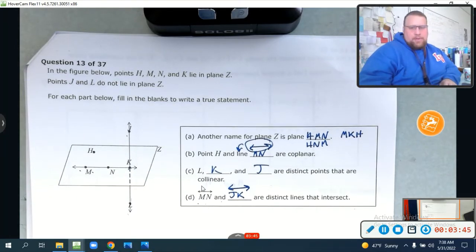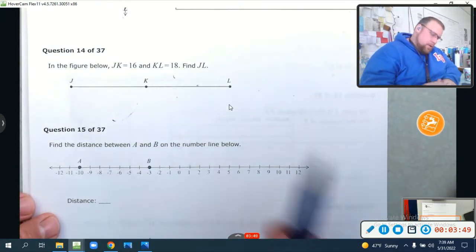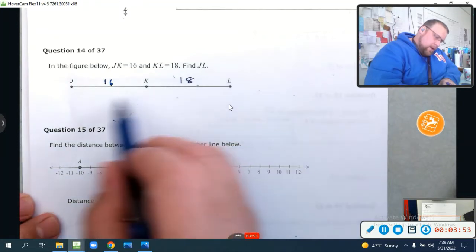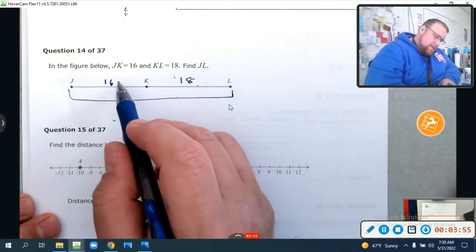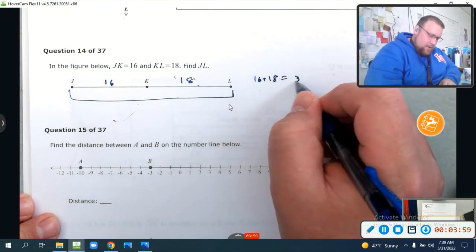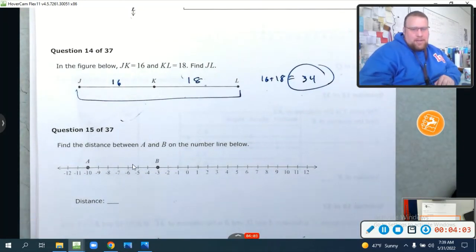Okay, now we're going to do some stuff with lines. Are you ready for this? In the figure below, JK is 16 and KL is 18. Find JL. Let's just add those. 16 plus 18 equals 34. Boom. Guys, don't make this too difficult.